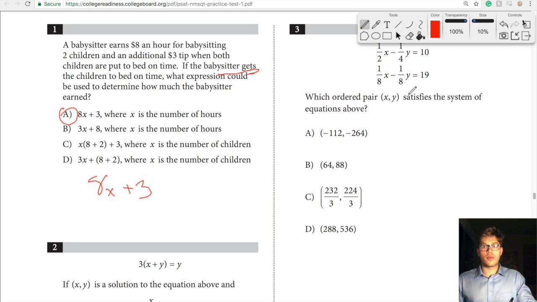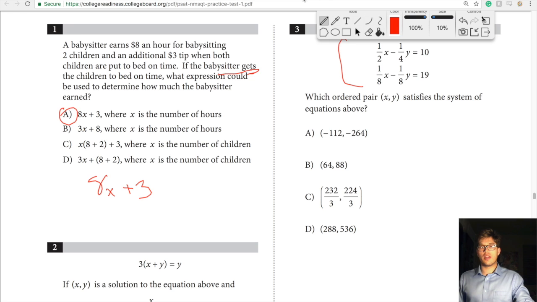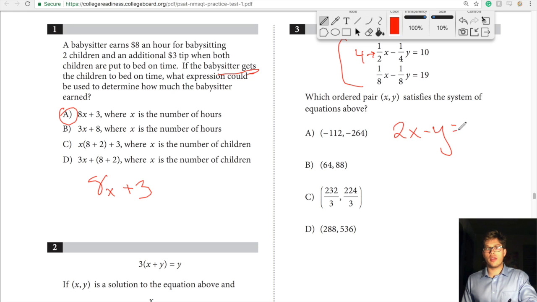Which ordered pair x, y satisfies the system of equations? We see our system up here. We have half x minus a quarter of y equals 10, and an eighth of x minus an eighth of y equals 19. Let's get rid of the fractions. Let's multiply the first equation through by 4. So we have 2x minus y equals 40. And if we multiply the second equation through by 8, we'll have x minus y equals, and what's 8 times 19? Well, 8 times 20 is 160, minus 8 is 152. So 8 times 19 is 152.